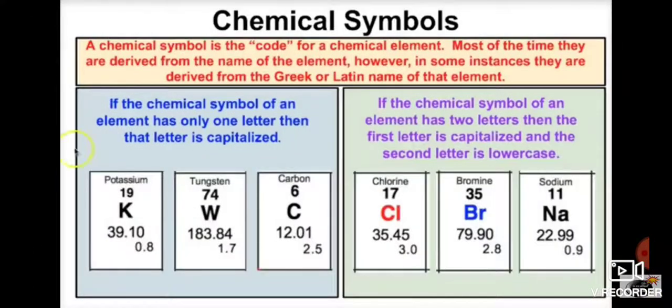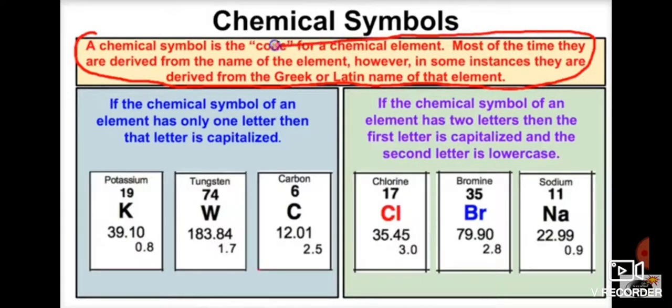Let us see a small video clip regarding the chemical symbols. We're going to learn about chemical symbols. What are chemical symbols and how do they work? A chemical symbol is the code for a chemical element, and most of the time they are derived from the name of the element. However, in some instances, they are derived from the Greek or Latin name of that element. Let's take a look at a few examples, and hopefully you catch on.